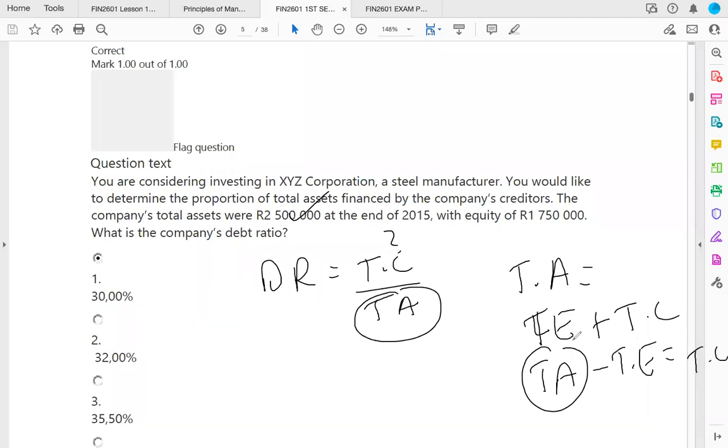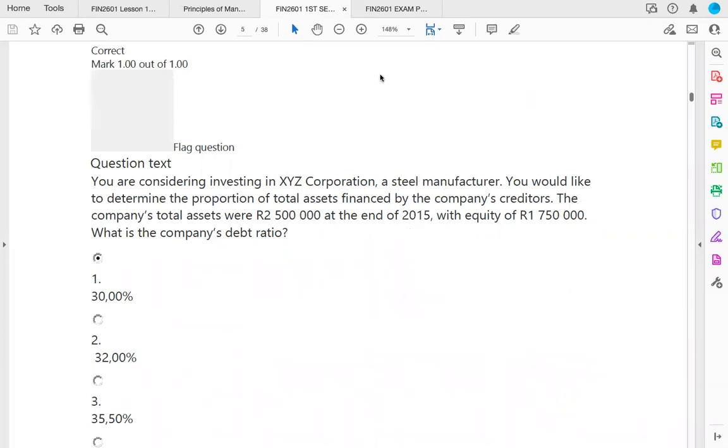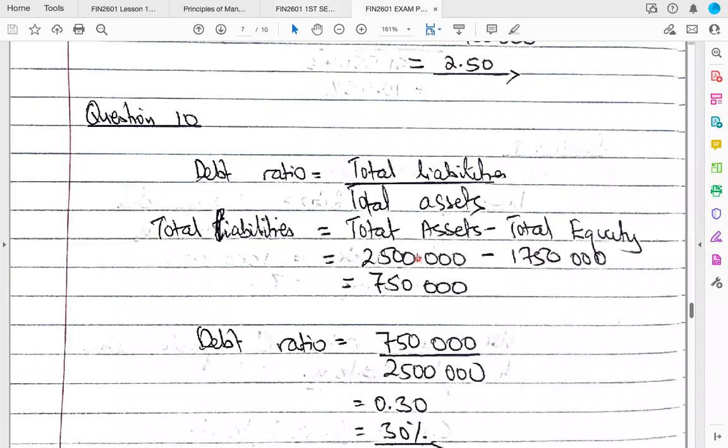It's the accounting equation, right? So total assets is 2.5 million, total equity is 1.750 million. If we subtract those two, we can get our total liabilities. And then we can take those total liabilities divided by our total assets. These are the types of ratio questions we pray for because it's really straightforward and it doesn't take time.